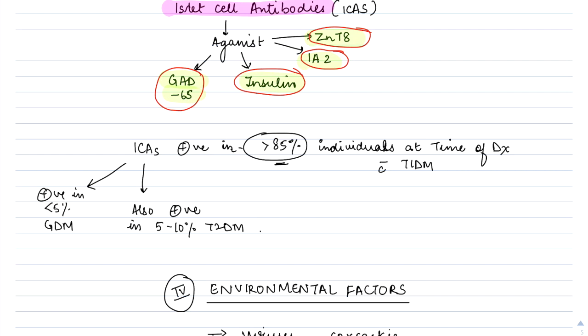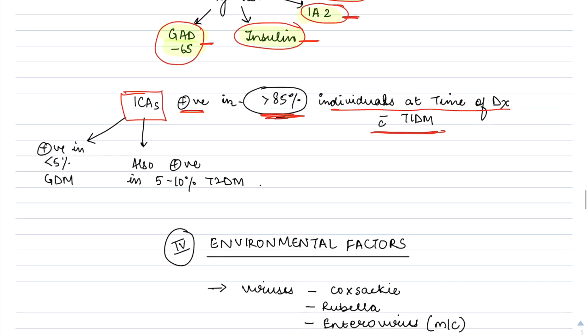Insulin autoantibodies and glutamic acid decarboxylase autoantibodies are the most common among them. Islet cell autoantibodies are positive in more than 85% of individuals at the time of diagnosis with type 1 DM.